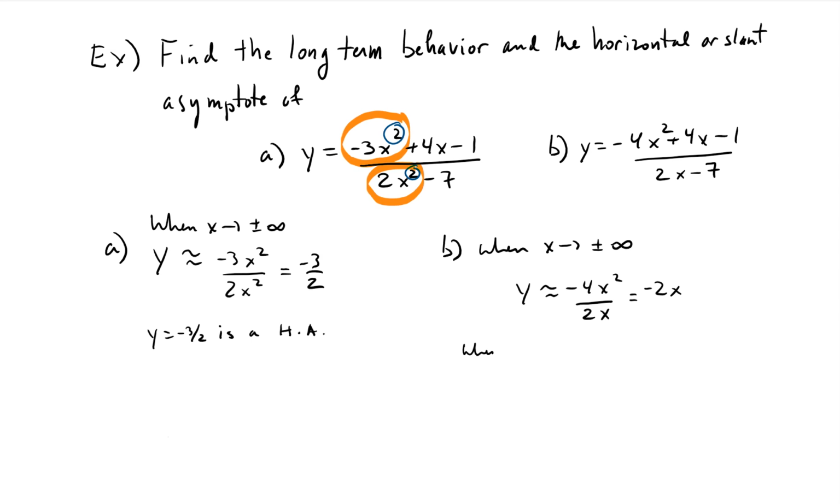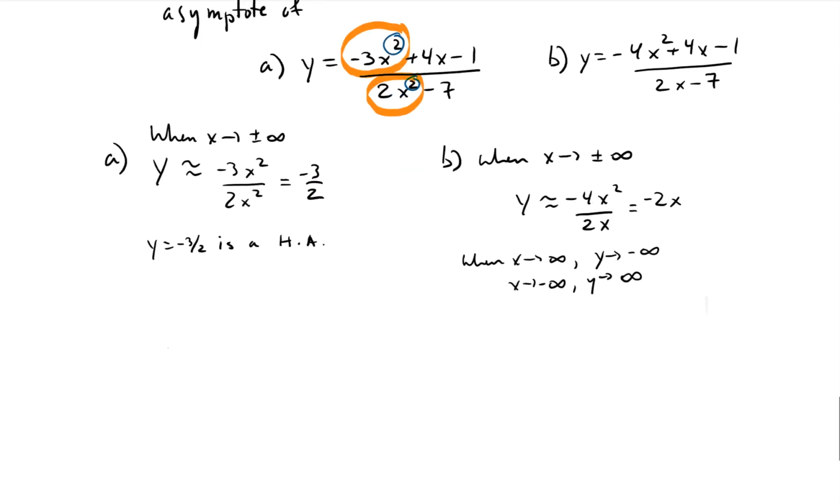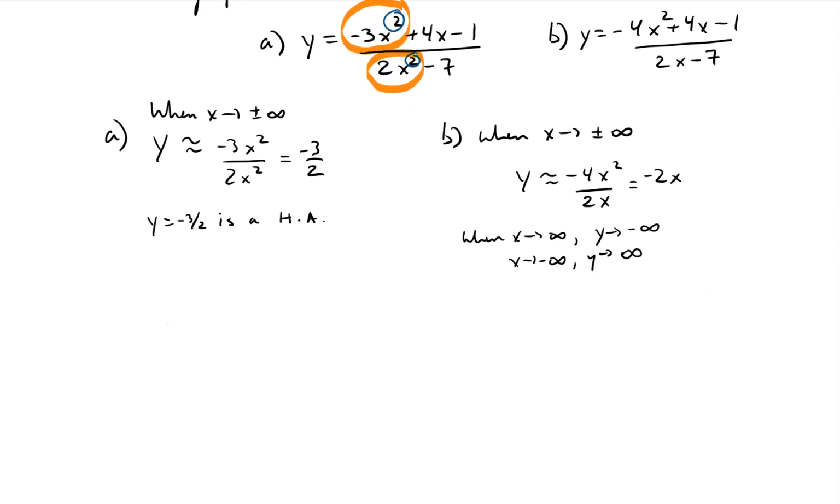So when x goes to infinity, we can see the behavior of y, which is minus 2x: if x is large and positive, y is going to be large and negative. When x goes to minus infinity, y is going to tend towards plus infinity. I didn't want to write equal, I wanted to write tends to.